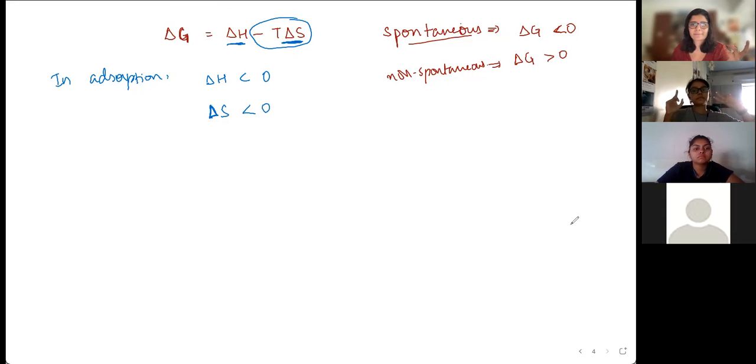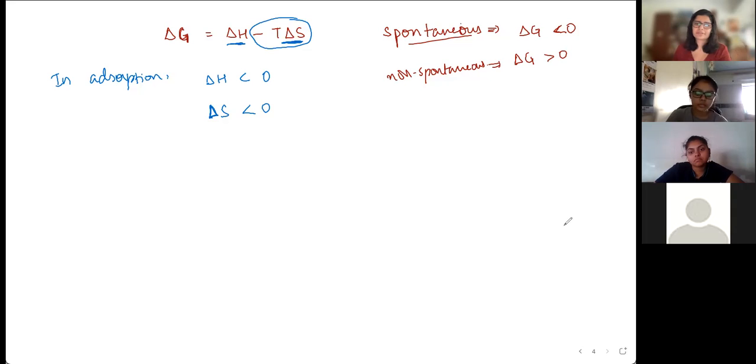Ma'am, but then there must be a sweet spot where the temperature is just right and the reaction is spontaneous. So that must differ from reaction to reaction, right? Yes, it depends on the pair of substances that you're considering.